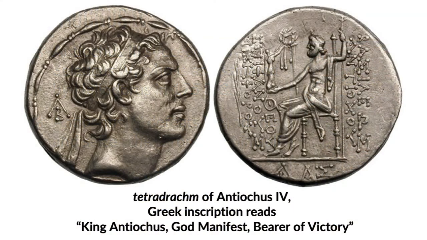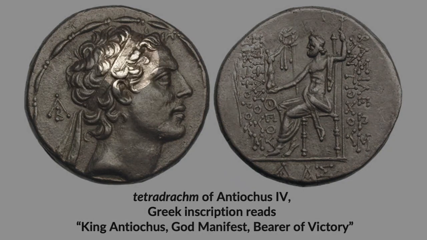Let's look at one of his coins. This is a coin, it's called a tetradrachm. It is from Antiochus IV. The Greek inscription on the coin reads, King Antiochus, God manifest, that's that Theos Epiphanes, bearer of victory. And so we get on one side of the coin the depiction of Antiochus. I assume that's Antiochus. I'm not 100% sure about that. But on the other side of the coin, we definitely get a depiction of Antiochus because the inscription tells us that. So we have Antiochus on the throne, and he's holding victory.